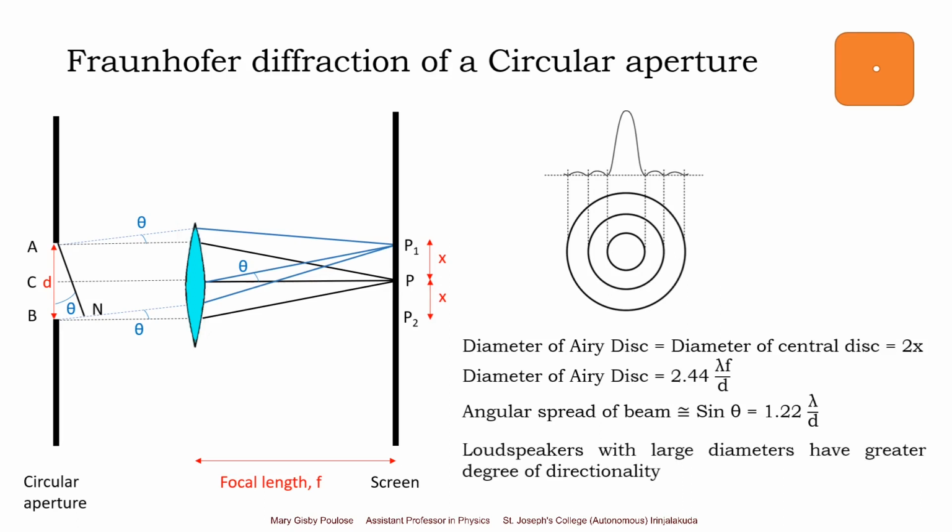This gives an important application in sound. To make loudspeakers that give more directional sound waves, we have speakers with large diameters. Since small d will be bigger, the angle of diffraction theta will be smaller, and hence sound waves can be made highly directional. Thus, loudspeakers with large diameters have a greater degree of directionality.